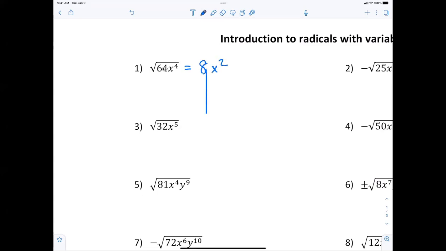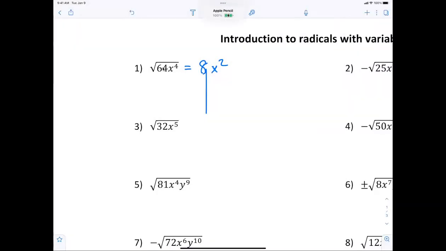All right, now my iPad is acting up, so let me see if I can fix it real quick. All right, let's see if that fixed it.